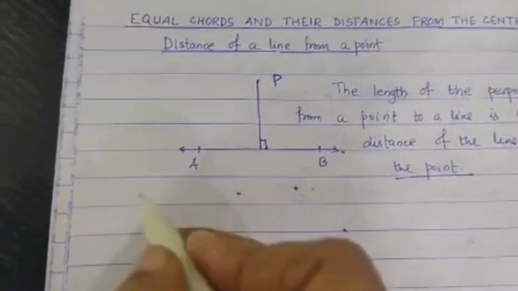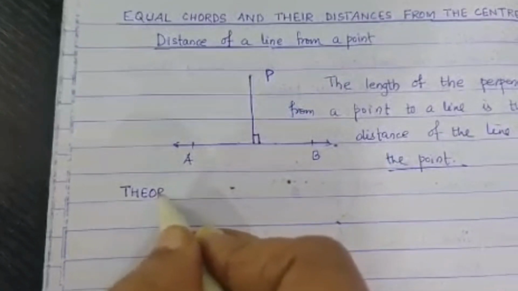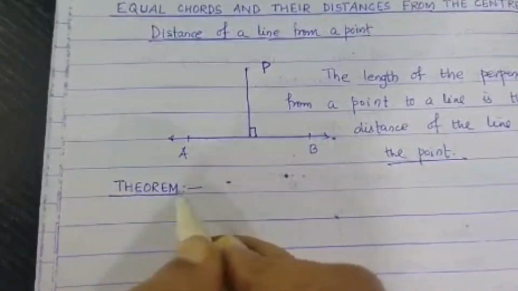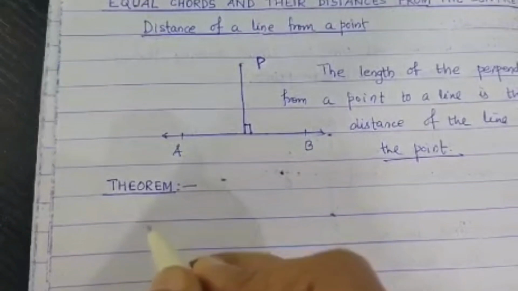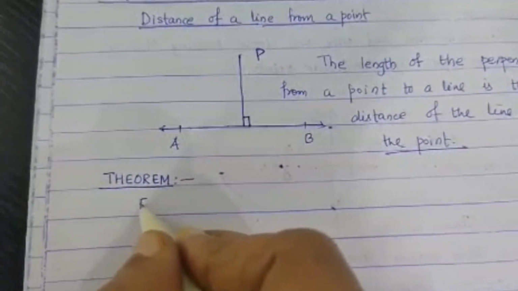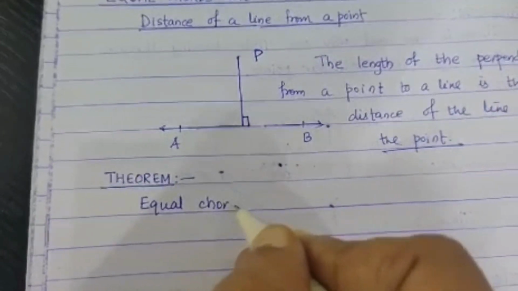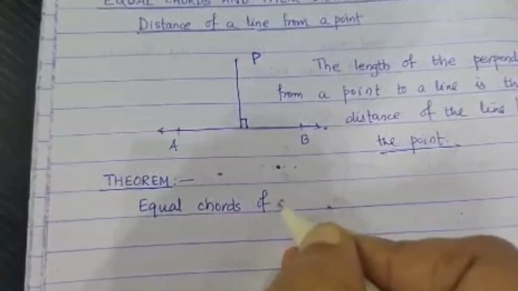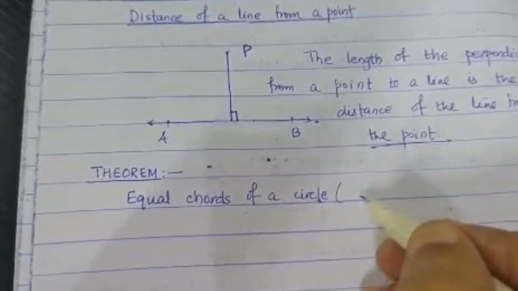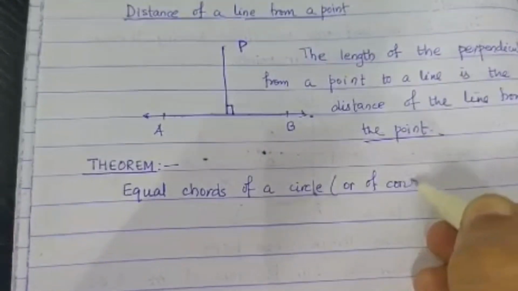Now let's come to the theorem which we are going to study. Since we are studying circle, the theorem is: equal chords of a circle are equidistant from the center. Theorem is equal chords of a circle, or we can also write here, or of congruent circles.